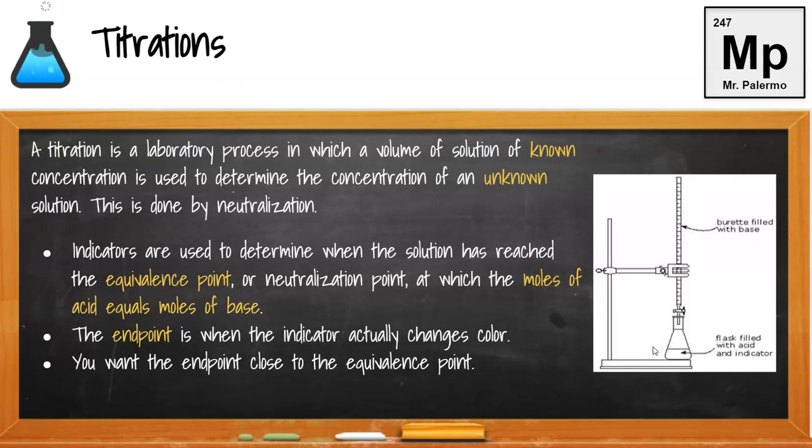Now we're going to look at a process called titration. This is a lab process in which the volume of solution of a known concentration is used to determine the concentration of an unknown solution. And this is done using this neutralization concept.